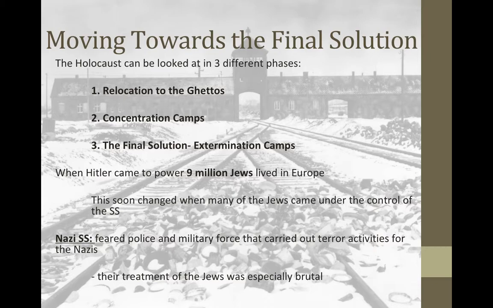So a little bit of statistics on Europe before Hitler came over there. When Hitler came into power, there were 9 million Jews living in Europe. Remember that number, because 6 million of them are going to die in the Holocaust, and so only 3 million will survive the Holocaust.